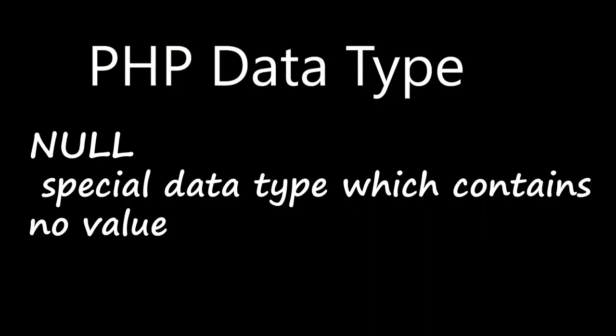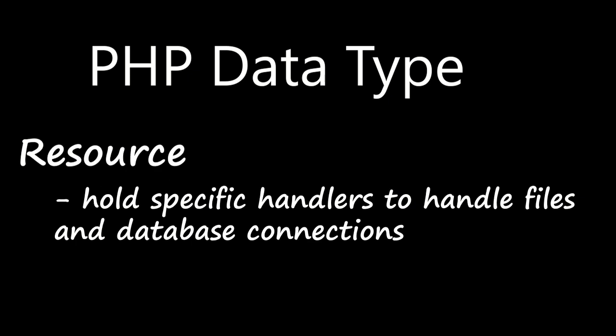Null is a special data type which contains a single value, null. So if you give null, it will have only a single value and that value will be null. And the next one is resource. Resource is a special variable. It has a reference to an external resource which is outside.